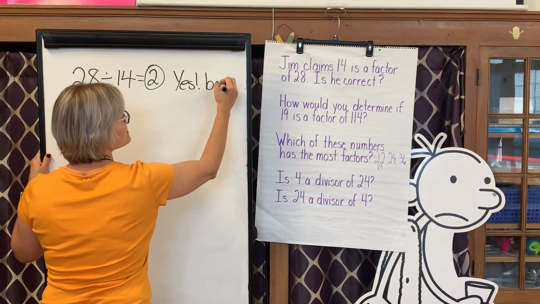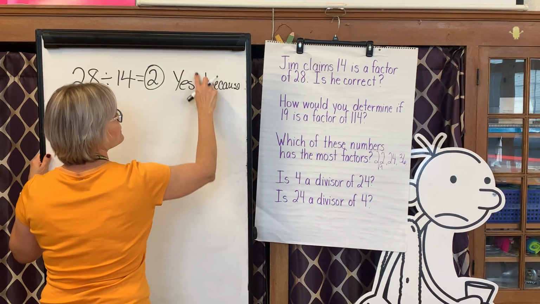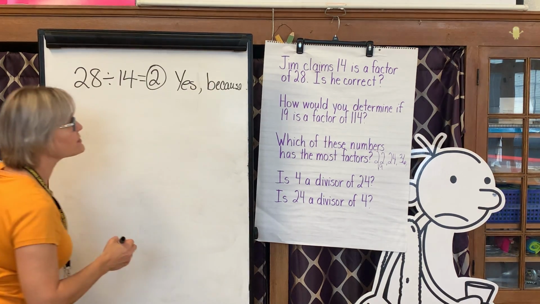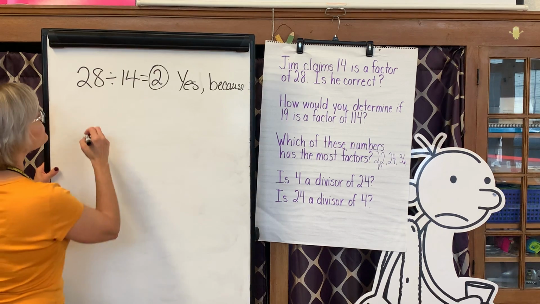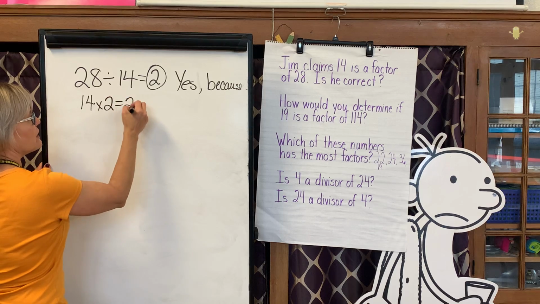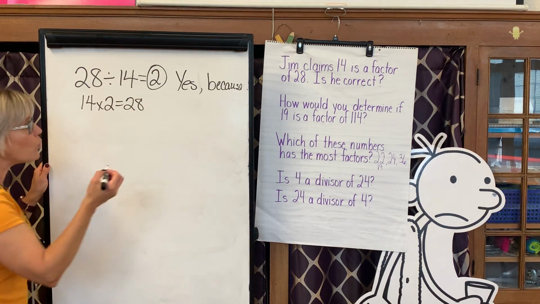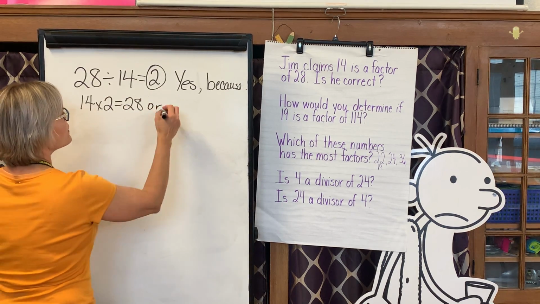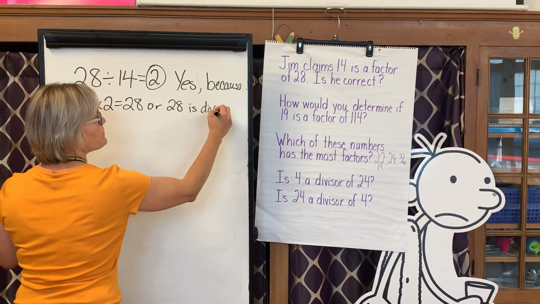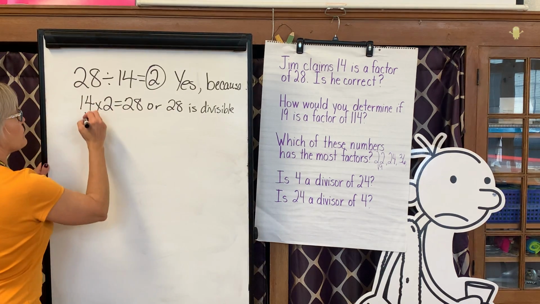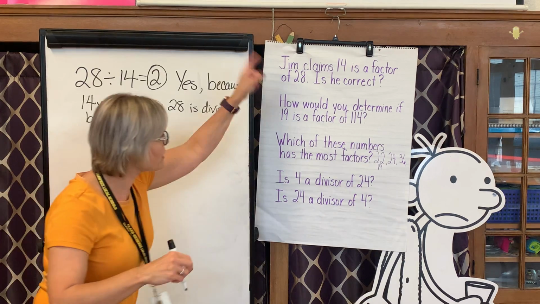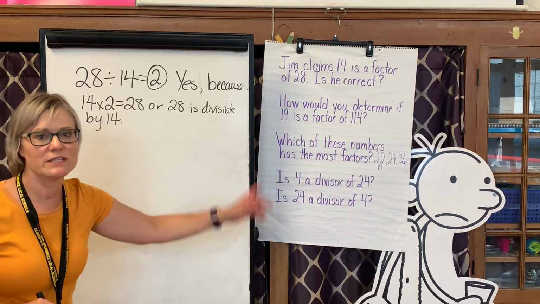Yes, because, and sorry, don't tell Miss Cummings I did that, it should be a comma. Yes, because 14 times 2 equals 28. Or, I can say, 28 is divisible by 14. So, check. Yes, he is correct. Jim gets an A for the day.